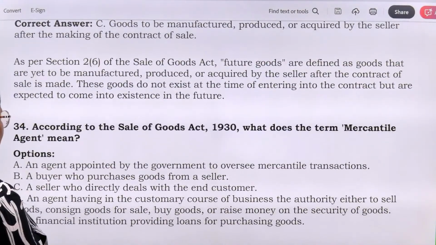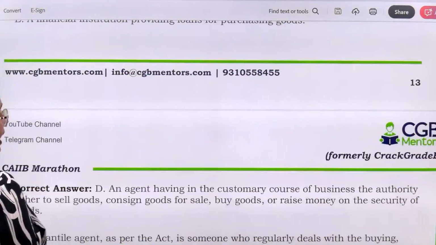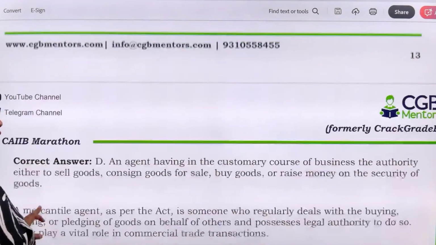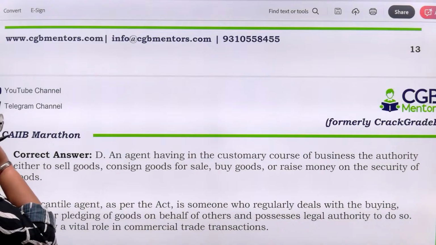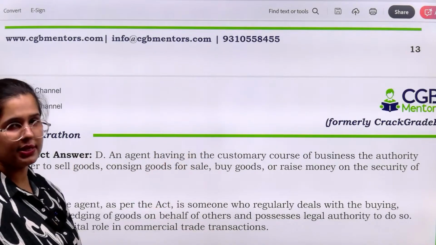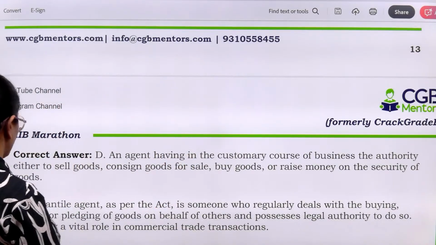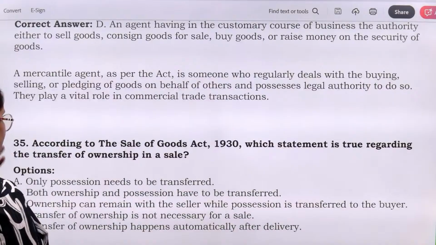According to Sale of Goods Act, what does the term mercantile agent mean? Over here, it is an agent having in the customary course of business the authority to sell the goods, consign the goods, buy the goods or raise the money. This is the general function of an agent. So that's the person we will call as mercantile agent.